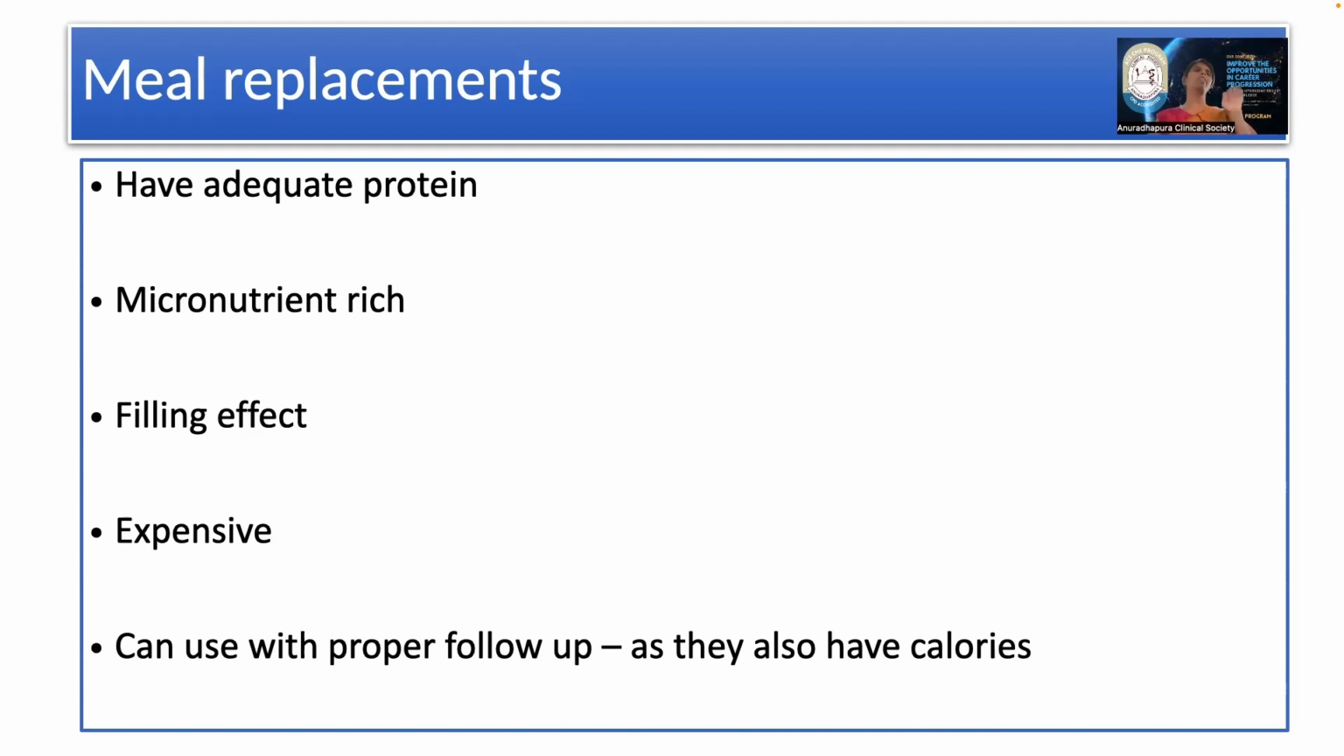So meal replacement, if you are rich enough to have money to spend, you can do it, but it is only for replacement of one meal. Normally, what we advise is use a meal replacement for the diet. You are taking more calories. If you are taking a heavy dinner, replace the dinner with meal replacement. If you are taking a heavy lunch, replace the lunch with the meal replacement. Then only you can get the benefits.